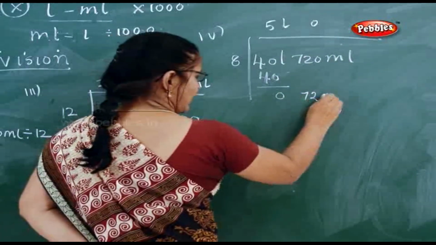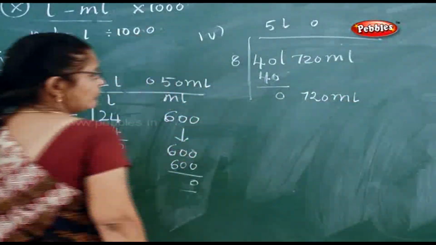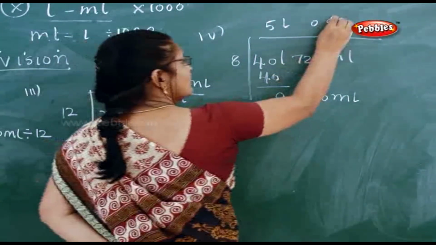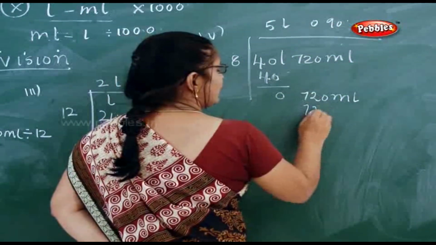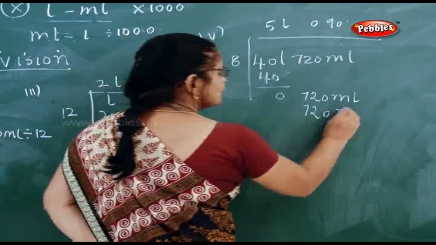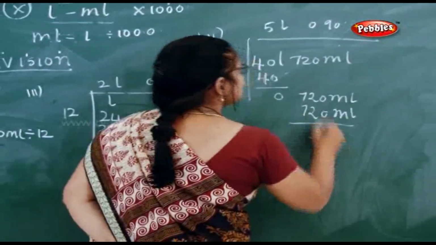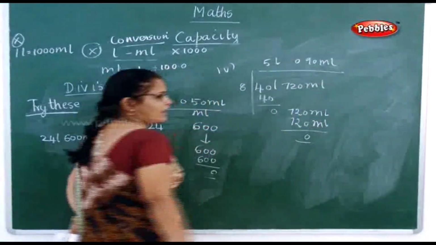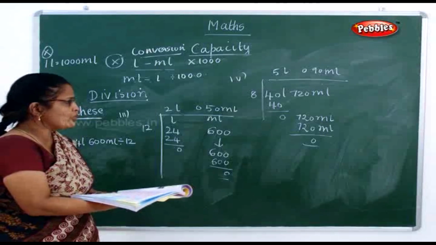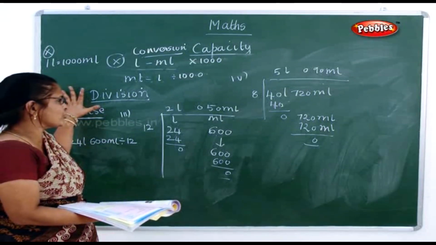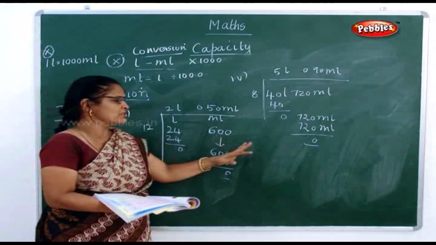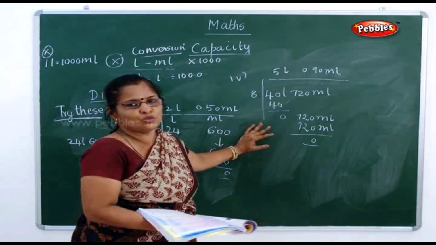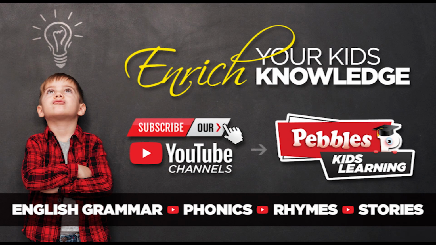Now the 720 ml, how many times will it go? 8 9s are 72. So immediately 90. 90 you can put here. So 8 9s are how much? 720. So 720 ml. So here you can write ml. It means 5 liters and 90 ml. So this is how you are going to do your multiplication and your division. These divisions and all, when you understand the 4 operations, all these things you can do.